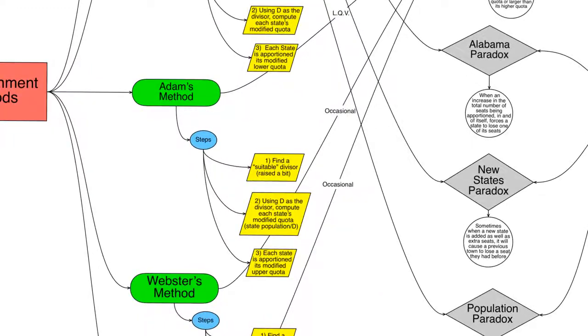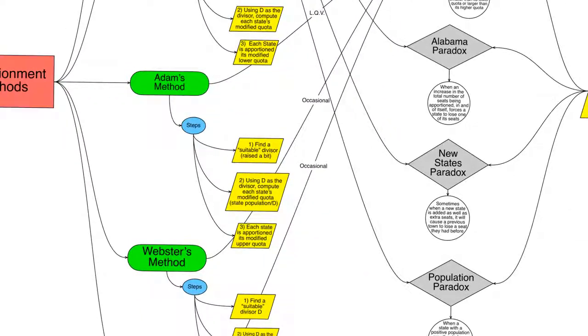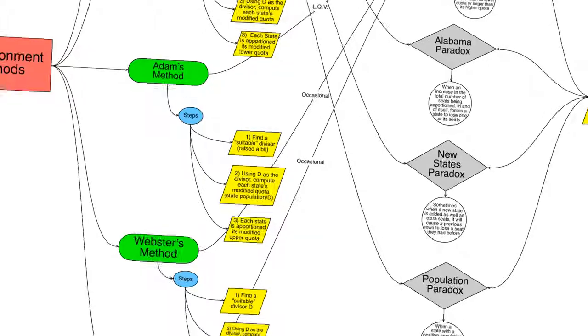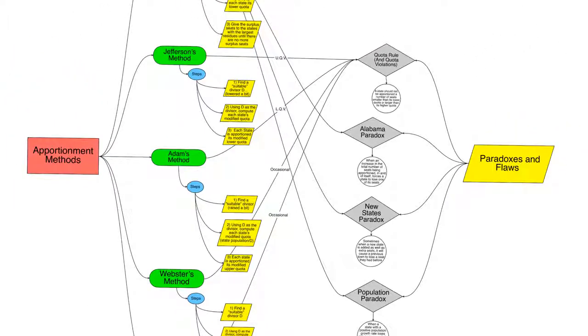The Adams method is such that you pretty much do the same thing, only you find a suitable divisor where you raise it a little bit, and then you find the modified quota. Now, the reason you'd want to raise it is to actually make the quota smaller, and then you would round each quota up to its modified upper quota. And the Adams method occasionally will result in lower quota violations, where some states might end up getting fewer seats than their lower quota. That's a problem.